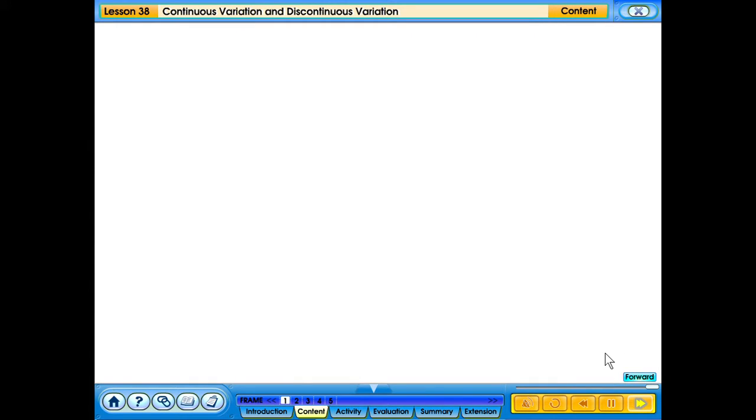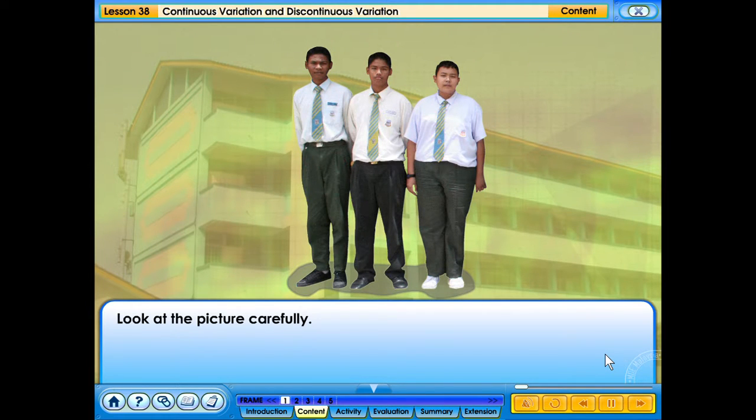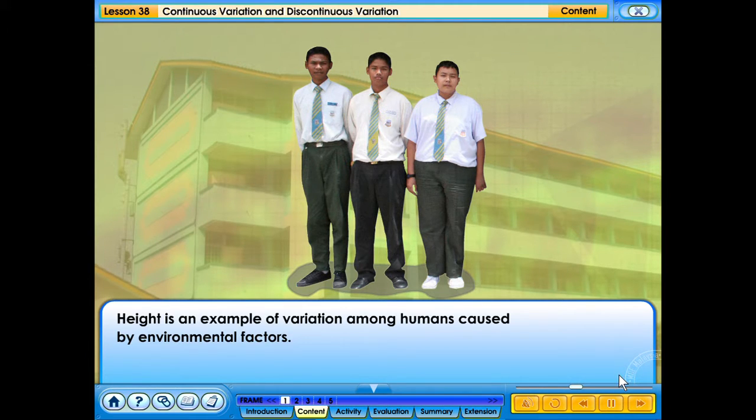Look at the picture carefully. What can you conclude about the height of the three boys? There is a slight difference in their height. Height is an example of variation among humans caused by environmental factors.